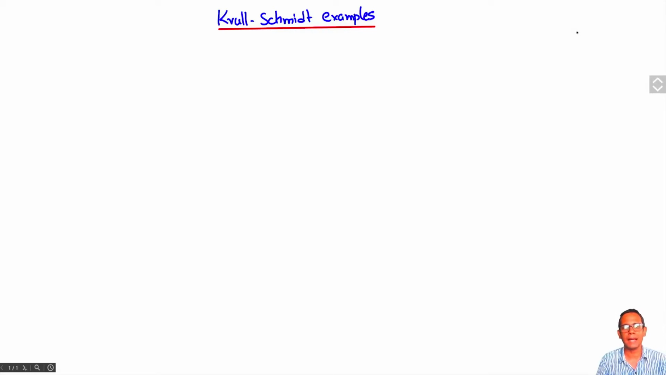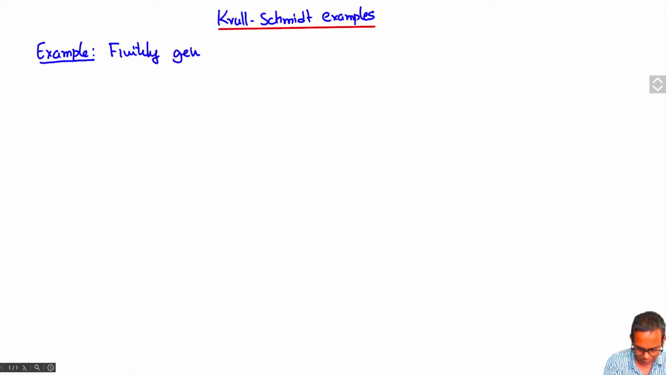Let us look at some examples related to the Krull-Schmidt theorem. So first example, what is the Krull-Schmidt decomposition when we look at finite abelian groups? Or maybe I could even say a little more generally, finitely generated abelian groups. Or what we are also talking about are finitely generated Z modules. We want to say it in the language of modules.